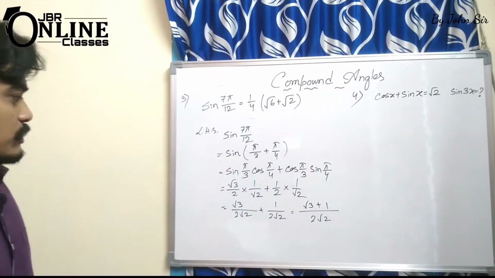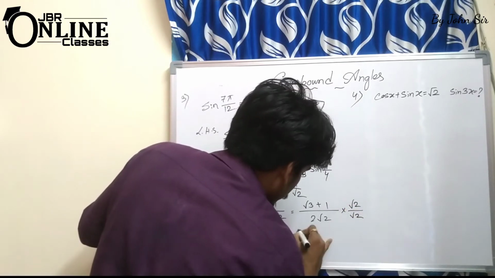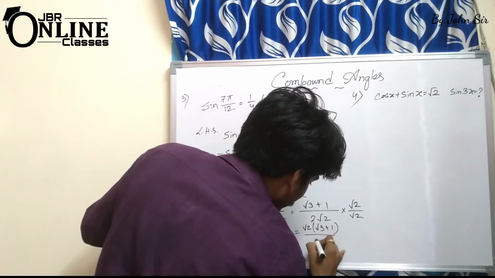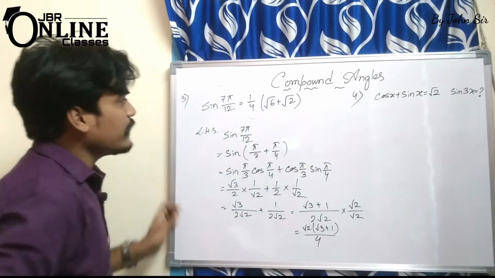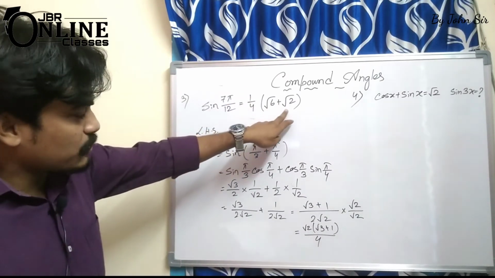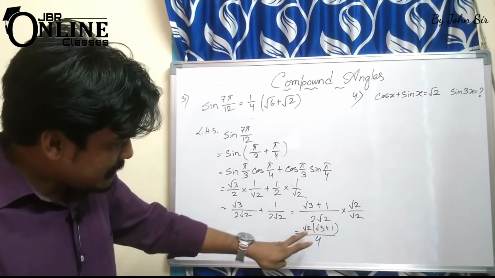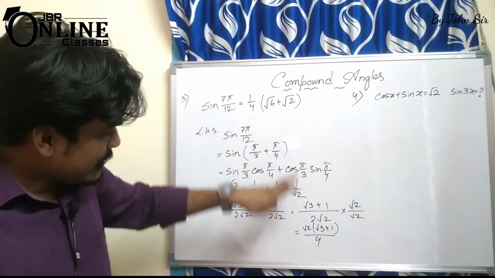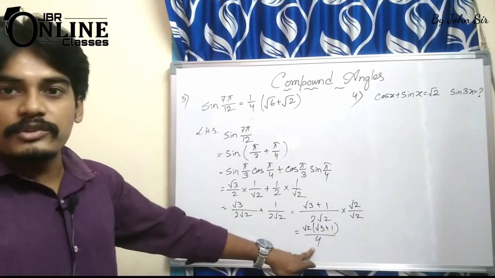Okay, so now if you multiply root 2 up and down, then it will change into root 2 into root 3 plus 1, and here 2 into root 2 into root 2, that means 4. Okay, but in the proof it is 1 by 4 root 6 plus root 2. Okay, and here root 2 into root 3 plus 1, that means if you multiply root 2 with root 3, then it will be root 6. Root 2 into 1 will be root 2, and in the denominator 4. So that means it is proved.